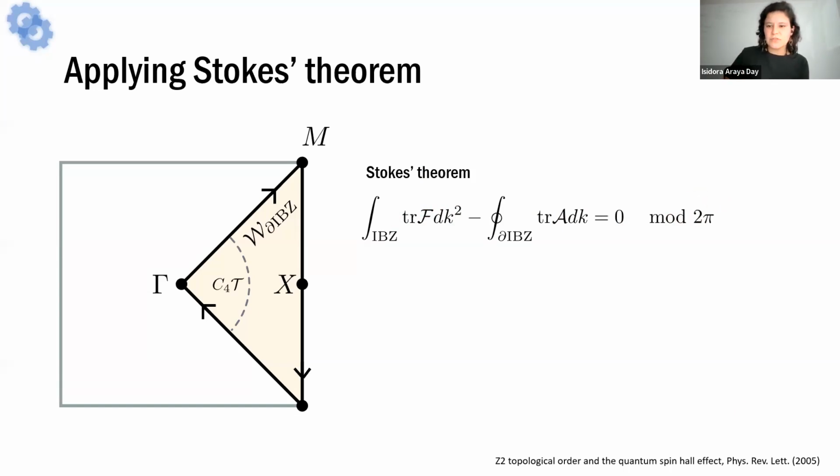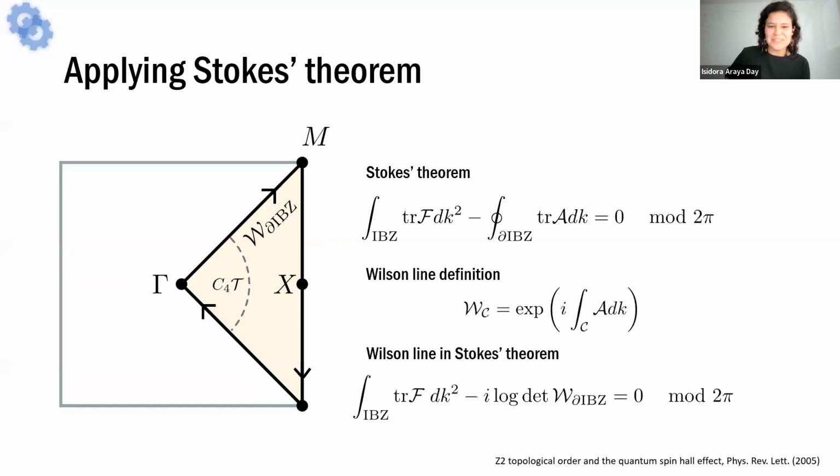And now for simplicity, we will consider, instead of Berry phases, the Wilson line. The Wilson line is defined as the exponential of the integral of the Berry connection. So it's a way of rewriting these continuous integrals in a discrete way, such that we can develop the procedure further. So we can take Stokes' theorem over the irreducible Brillouin zone and rewrite it this way.